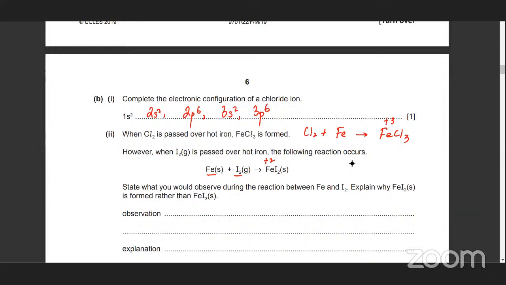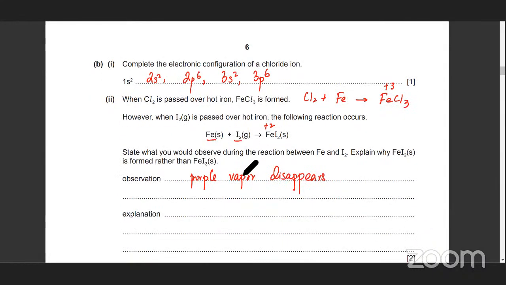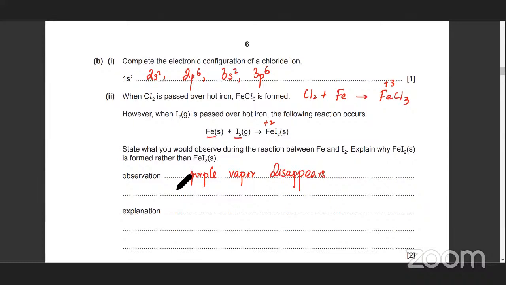State what you would observe during the reaction between Fe and I2 and explain why. So what's the observation, especially with iodine? And explain why FeI2 is formed rather than FeI3. So the first is that iodine is purple vapor, so purple vapor disappears. So the purple vapor over here, it's going to disappear. That's your observation. And why is Fe3+ not forming?